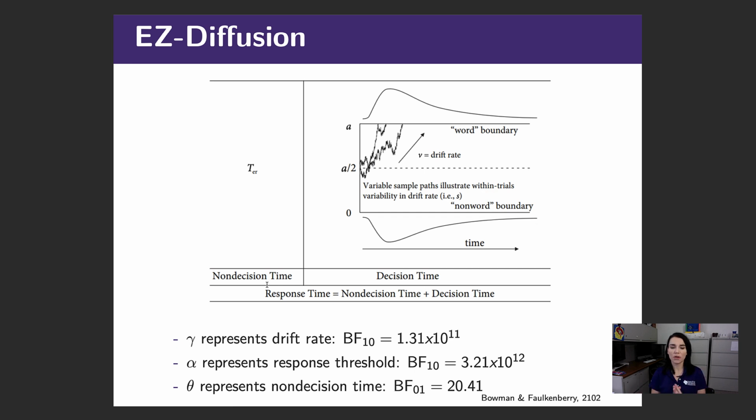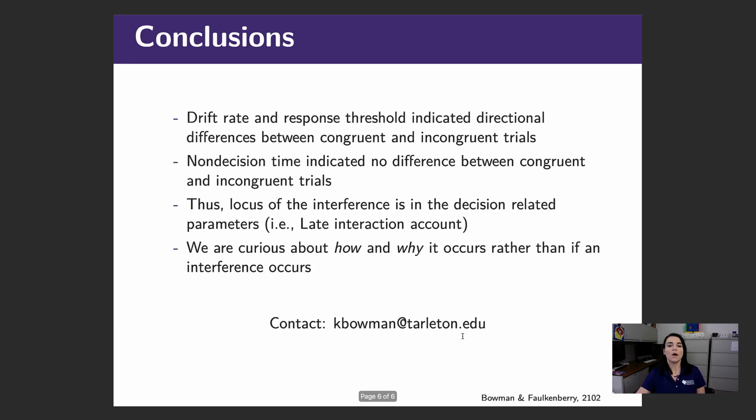So the last model I'll show you is the EZ diffusion model. So this is fundamentally different than an accumulator model, but still poses the same idea that these parameters are indicative of the decision-making process. So we can see here that for drift rate, we have, again, evidence for the alternative over the null. Critically, we do not have evidence for any models of non-decision time. Thus, one can conclude that we have evidence that the interference occurs late in the decision-related processes. So we have evidence for a late interaction account.